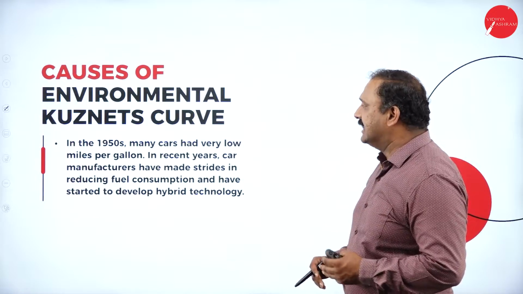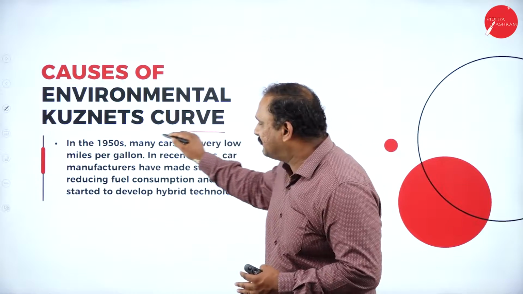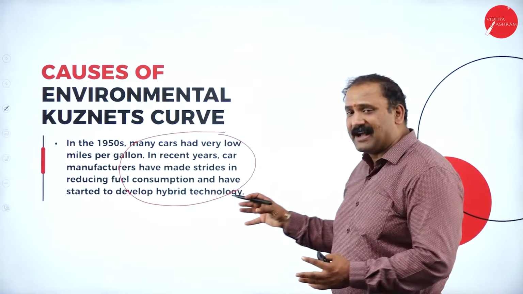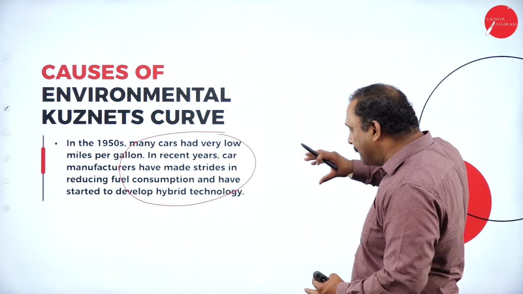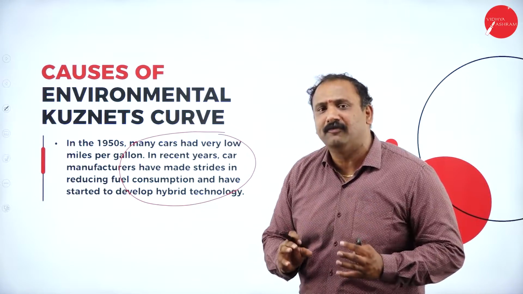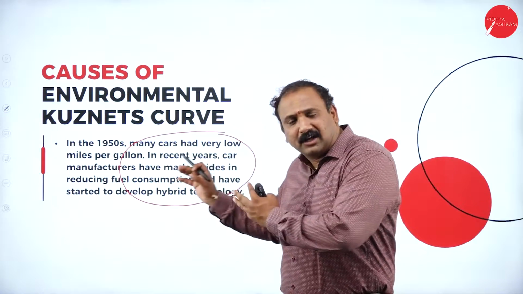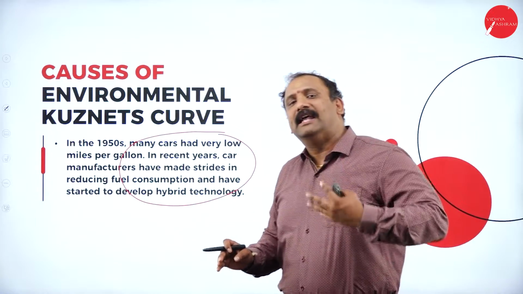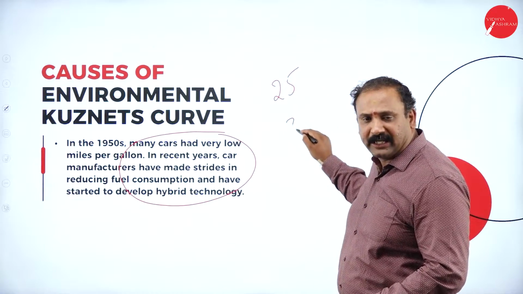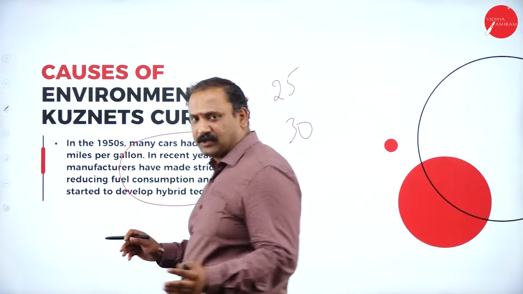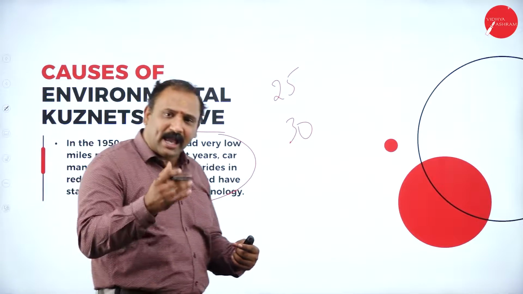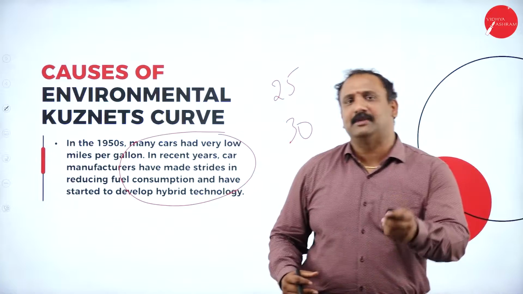Now, the next thing is that in the 1950s, many cars had very low miles per gallon. That was quite common. But in recent years, manufacturers have had huge success by improving the technology, by getting on to a cleaner hybrid state of technology, which is now driving your mileage to the next level. So today when people talk about 25 kilometers per liter or 30 kilometers per liter, this is not a fancy story, this is not a lie, but this is something which is happening right now before your eyes, because we have been able to harness the technology to that extent.